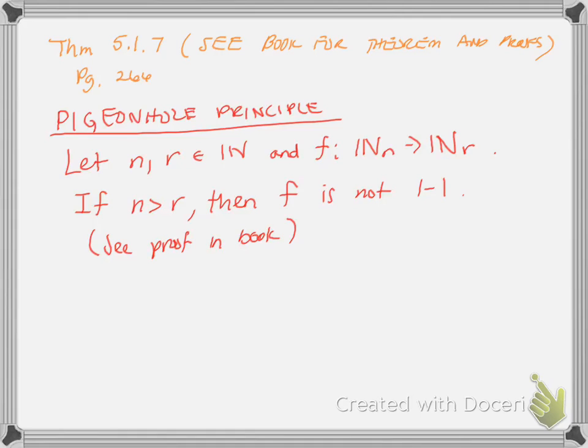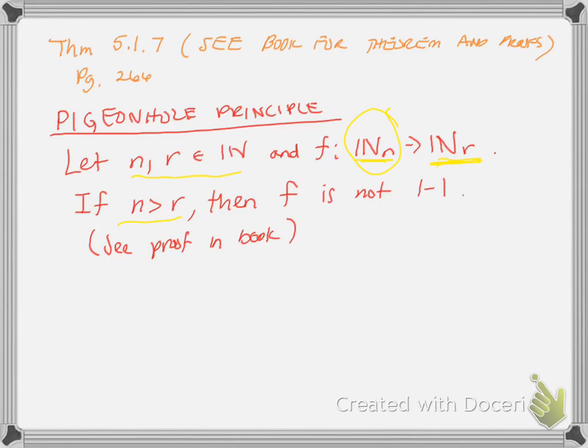And they talk about pigeonholes and pigeons. I'm not sure why they thought of pigeons and pigeonholes. So yeah, this is saying let n and r belong to the naturals. Let f be a function from N sub n to N sub r. If n is greater than r, then f is not 1-to-1.